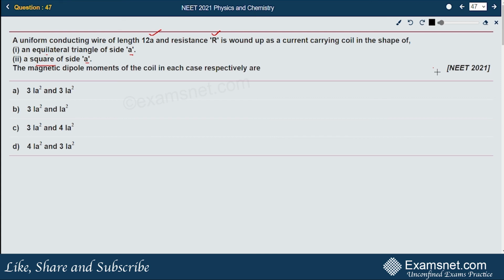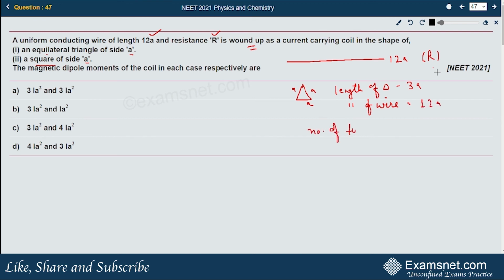So here, first of all, a uniform conducting wire has been taken whose length is 12A, right? And resistance is R. Then it has been wound up as a current carrying coil. So the coil has several turns. First of all, it is wound in the form of an equilateral triangle of side A. So the total length of the triangle is A plus A plus A, that means 3A, whereas the length of wire is 12A. Then how many turns would be required to make this triangle? It will be 12A divided by 3A, that means 4 turns. So the number of turns for this equilateral triangle will be 4.